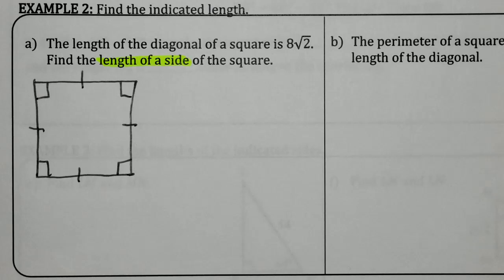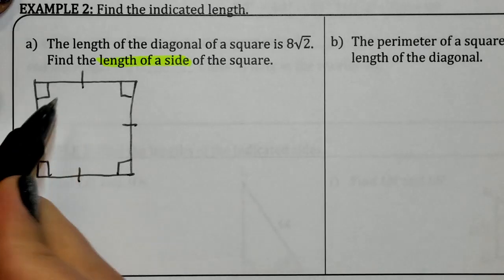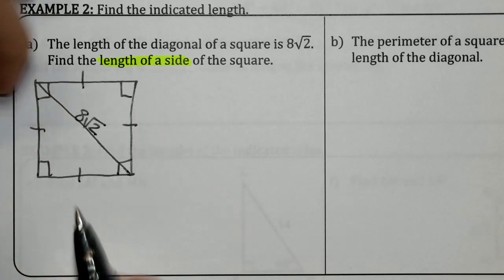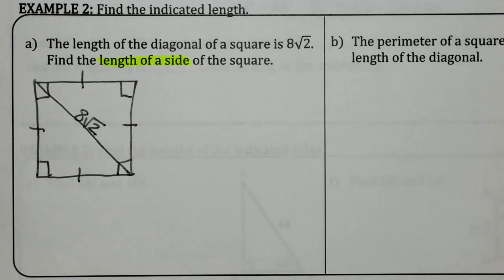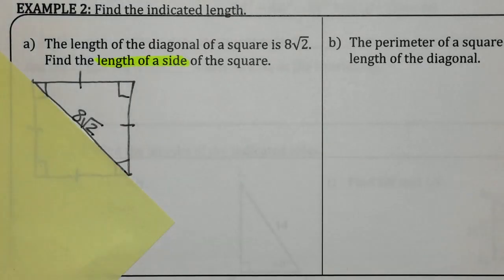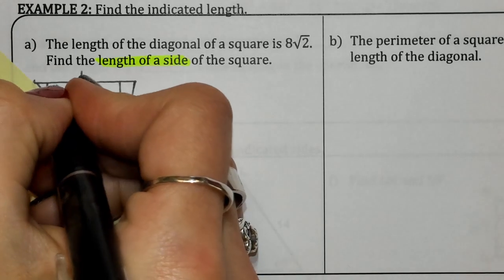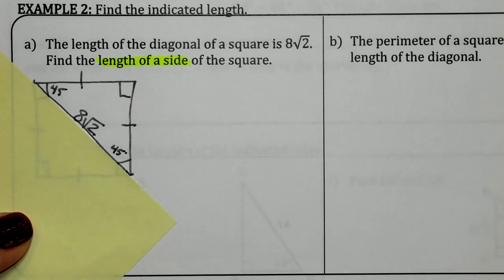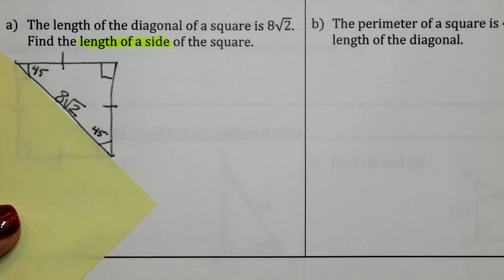And I've gone one step further and made sure to label my 90 degrees and my congruent sides like we saw at the very beginning of the video. Now we have to draw in the diagonal and label it with 8 square root of 2. At this point, we're done with the square. We are now looking at this 45, 45, 90 triangle. So what we're going to do is exactly what we were doing in these previous problems. We have a 45, 45, 90.